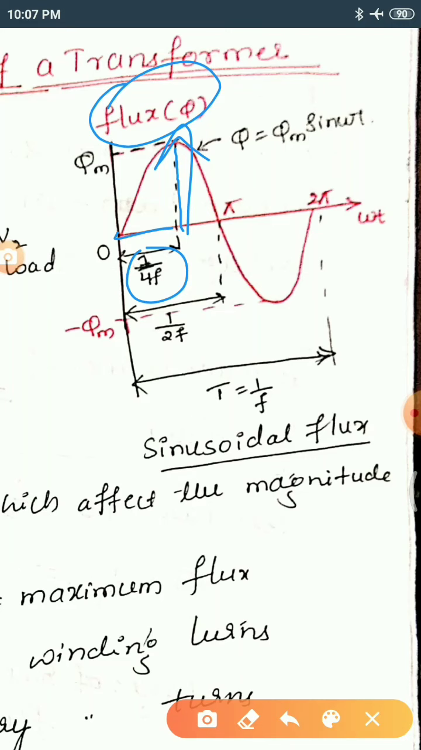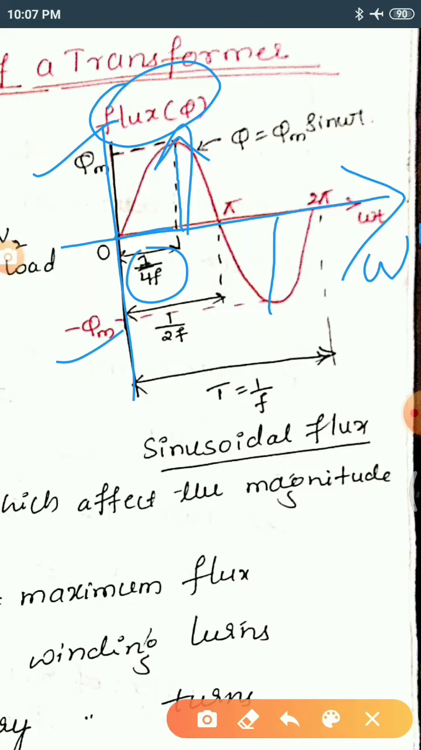Okay, and this is the flux waveform. On the Y-axis it has the flux, and on the x-axis it has omega t. This is phi m, the positive maximum, and in the negative half cycle, this is the negative maximum, negative phi m. So as you know, it is an alternating flux.